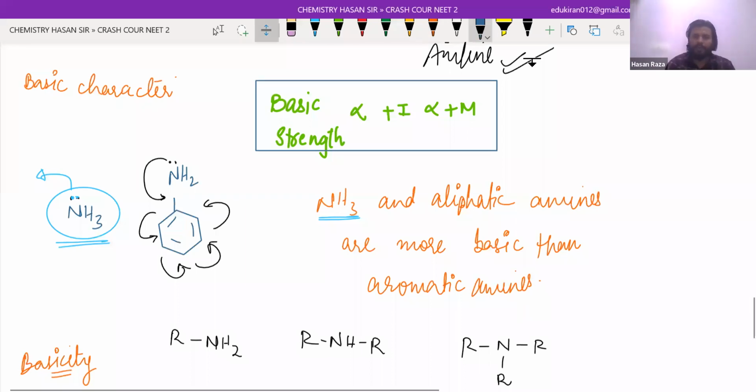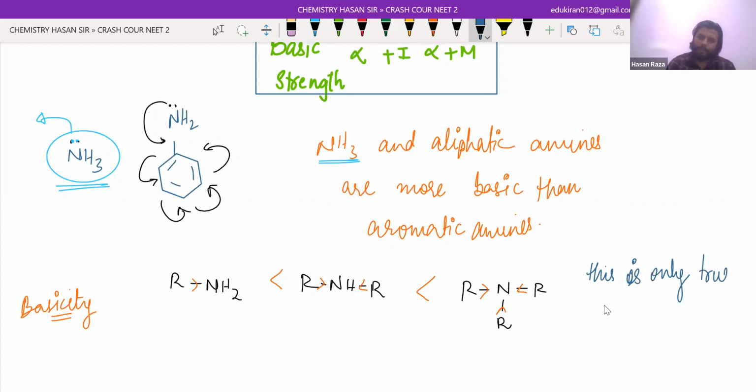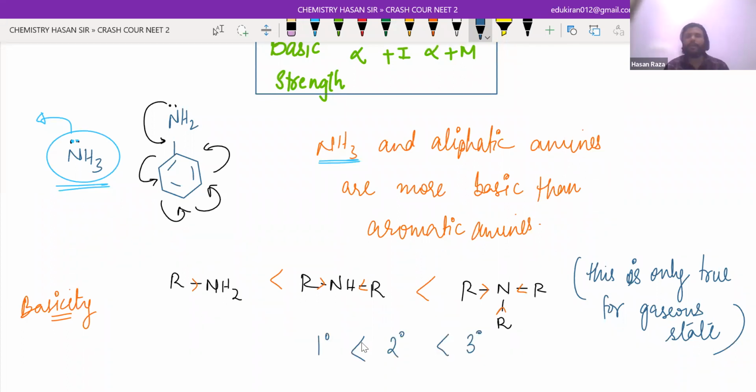I told you, generally a student does this because there will be plus I effect from one side, two side, and from three side. This is only true for gaseous state. If amine is in gaseous state, then this will be true. That means 3 degree will be more basic than 2 degree than 1 degree. It will not be valid in aqueous state.